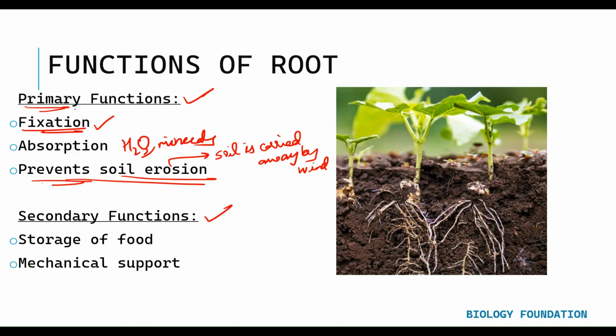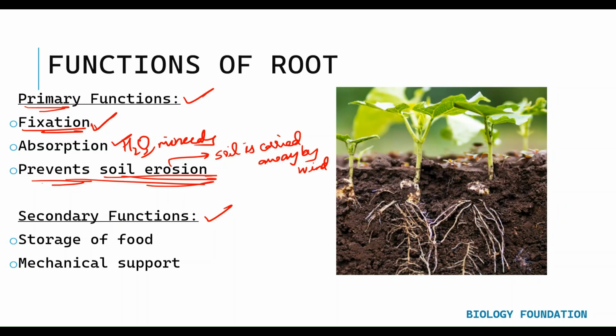Clear? So basically, what are the basic functions of root? It helps in fixation, allowing the plants to get firmly attached to the soil. It helps in absorption of water and minerals. Whatever water we provide to the soil, who is actually providing it to the plant? Roots absorb the water from the soil and give it to various parts of the plant. And they prevent soil erosion, where soil is being carried away by wind. How do they do it? Roots grow deeper into the soil and tightly bind to the soil particles, as a result of which the soil particles cannot be carried away by wind.